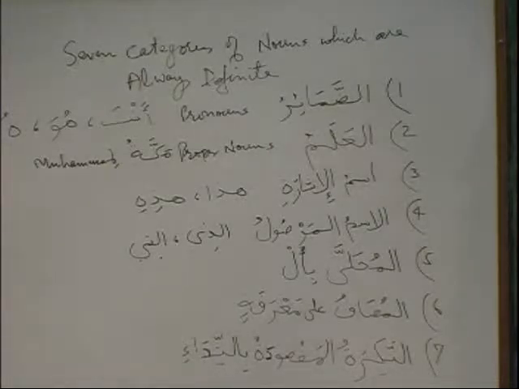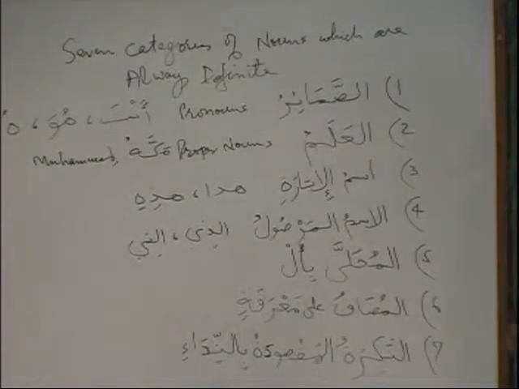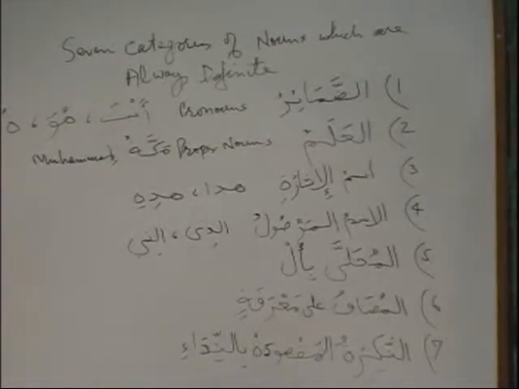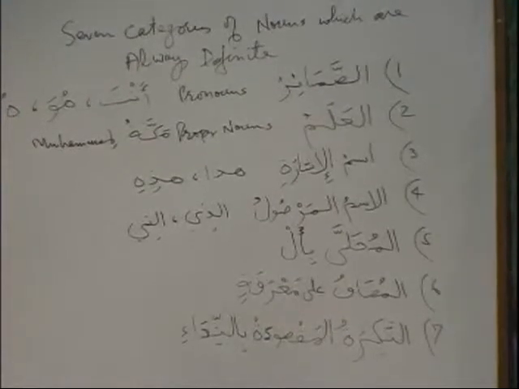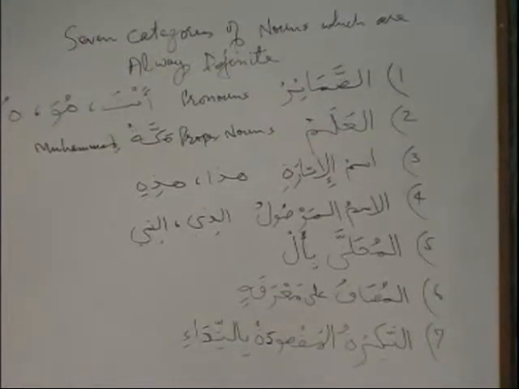And then al-ismul mawsula. Allazi, allati, alladhina, allati. These are all definite. And then al-muhalla bil-al. Remember this word, al-muhalla. What is the meaning of al-muhalla? Decorated with, adorned with. You decorate something. You decorate a noun with al, and it becomes definite. Fine, brothers and sisters.